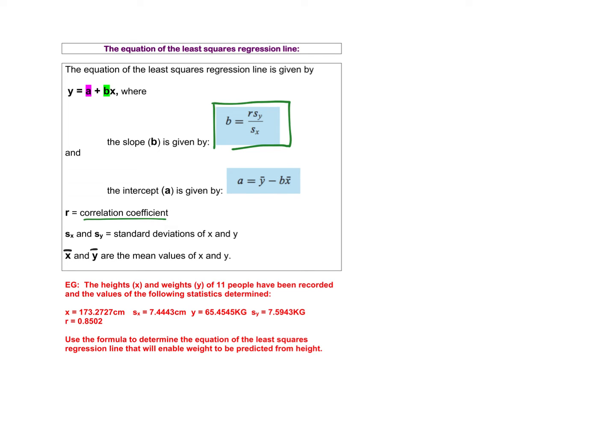So let's do this example down here together. You can see it says the heights and weights of 11 people have been recorded, and they're going to give you the following stats.